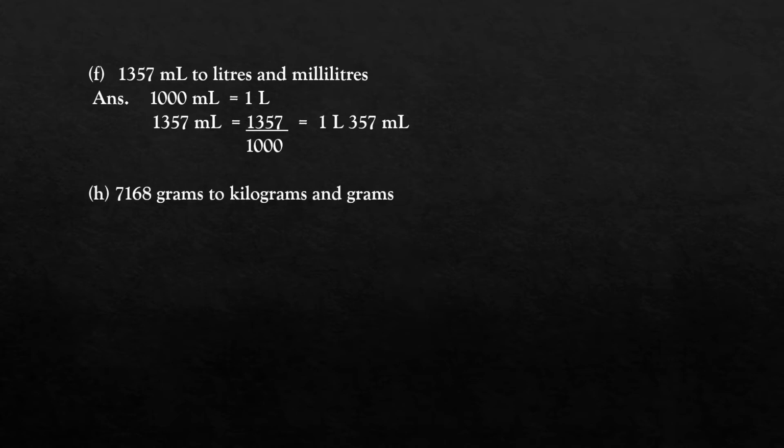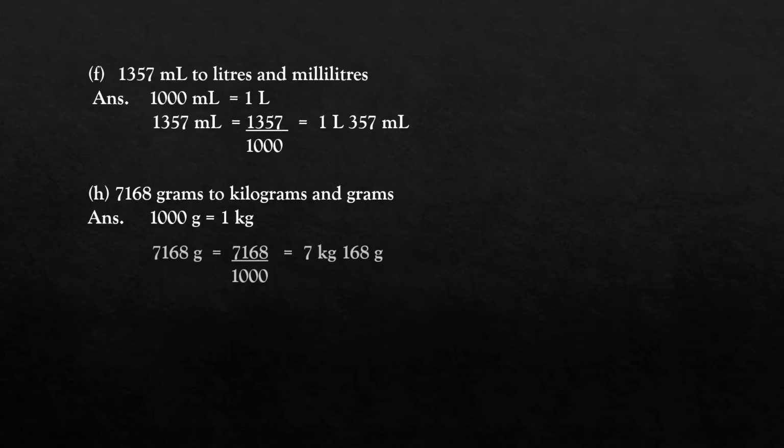Then see the H part, 7168 grams to kilograms and grams. Okay children, now here also you have to follow the same process. Kilo means 1000, and grams is a smaller unit than kilograms, so you will divide. First you will write 1000 gram is equal to 1 kilogram. Then 7168 grams you will divide by 1000.